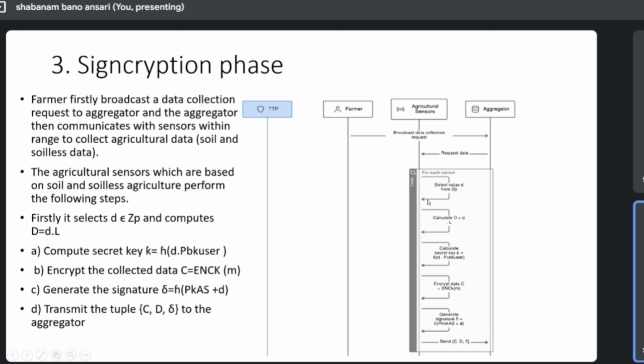So what is done here? Select the value D from ZP. Then the sensor calculates D equal to D dot L. Then the sensor calculates the secret key K equal to H of D dot public key of user. Then the sensor encrypts the data by using the secret key K that was computed here. Then it generates the signature delta equal to H of private key of this sensor plus D, and then it sends these parameters C, D and delta to the aggregator. This is after encryption.